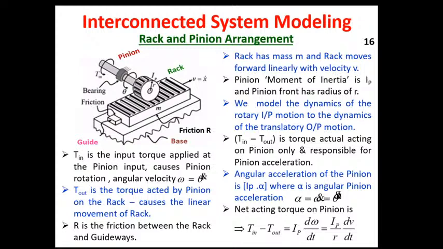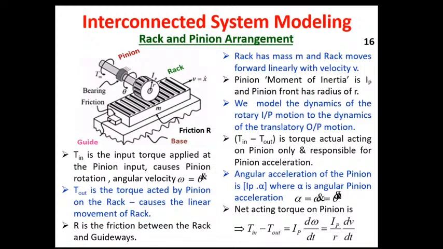It is given by I_P, the moment of inertia of the pinion, times d omega by dt. Now omega is angular velocity, and d omega by dt is angular acceleration. So I_P into alpha, as mentioned in the previous line, where angular acceleration of the pinion is alpha. Alpha is nothing but d omega by dt.